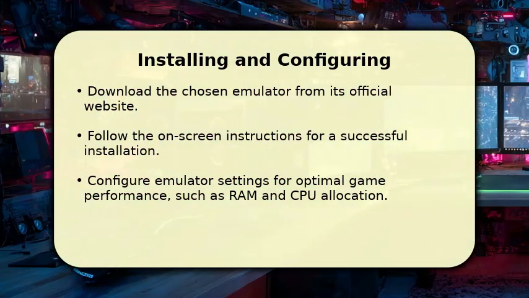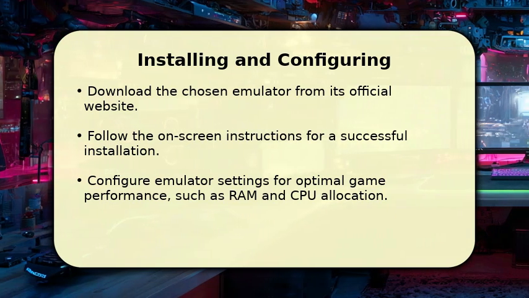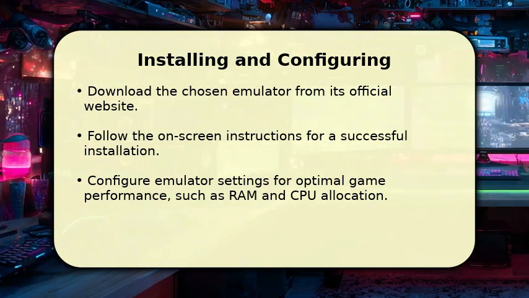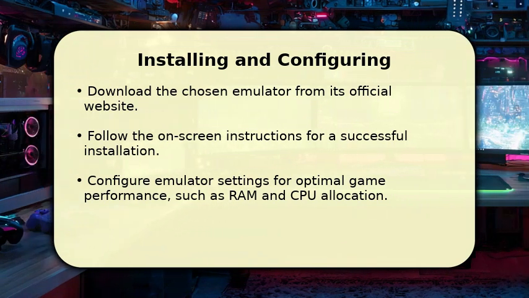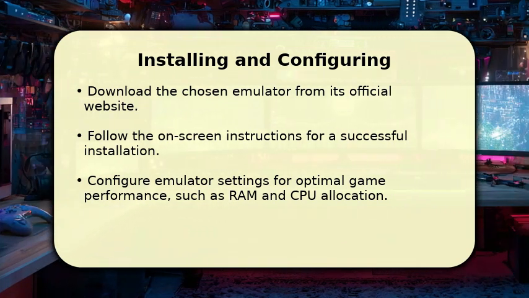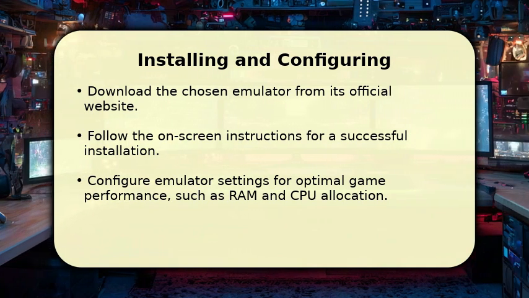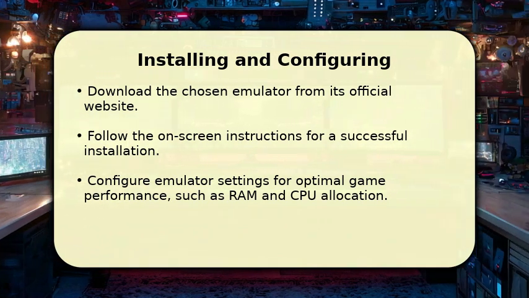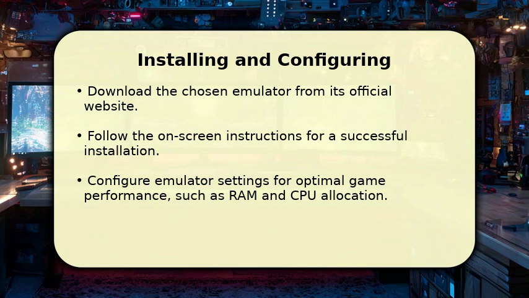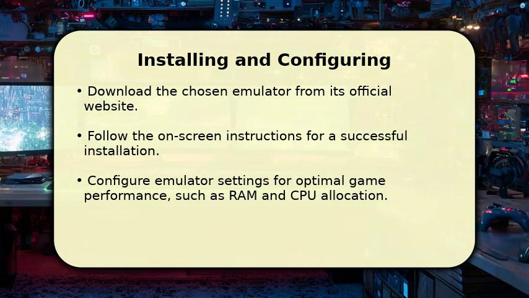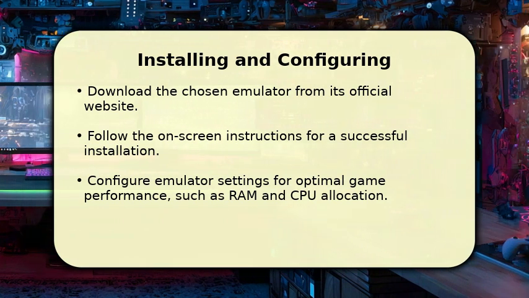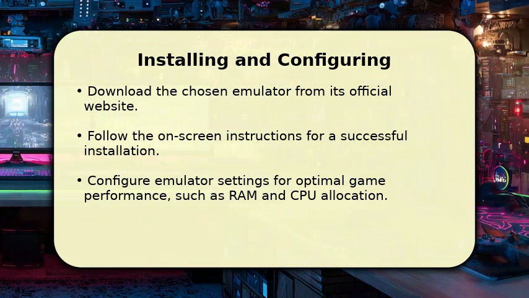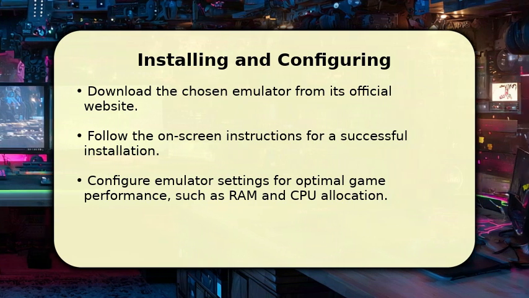Once you've chosen your emulator, the next step is installation. Head to the official website of your selected emulator, like BlueStacks, and download the Mac OS version. Follow the on-screen prompts to complete the installation. After that, open the emulator and navigate to its settings. It's crucial to allocate sufficient resources, such as at least 4 GB of RAM and 2 CPU cores, for optimal performance. Then, simply log in with your Google account.